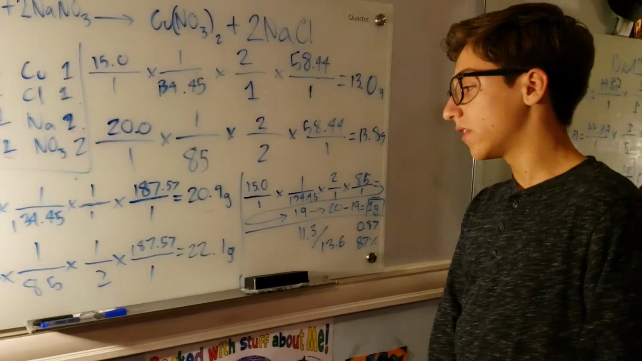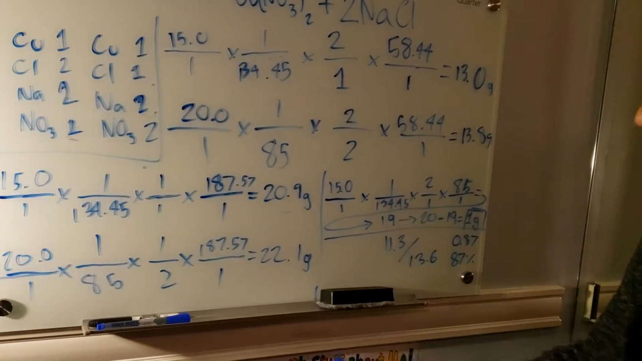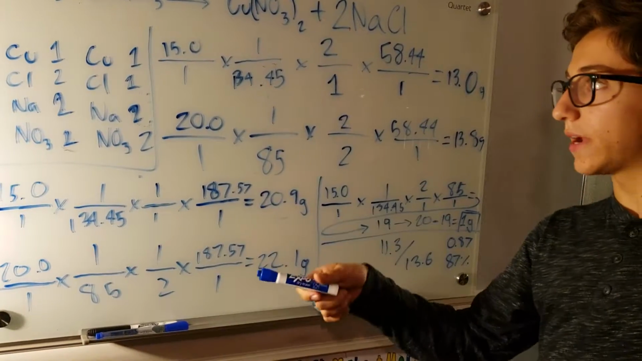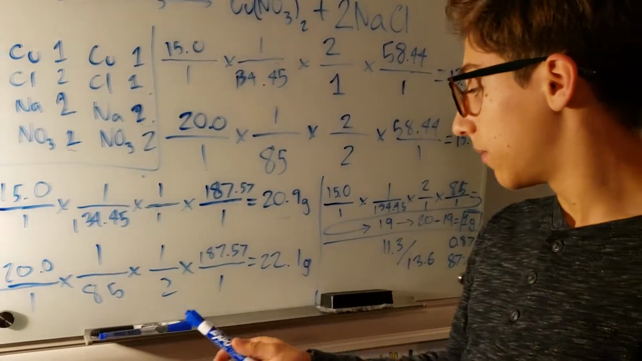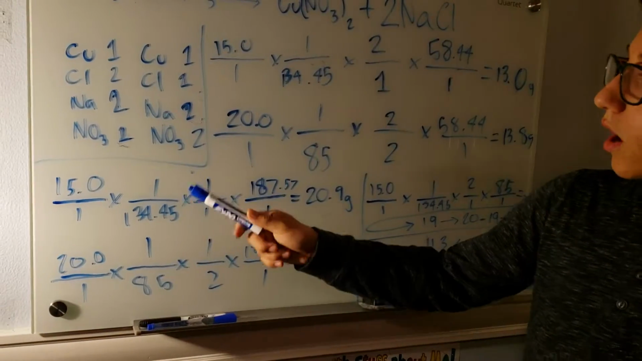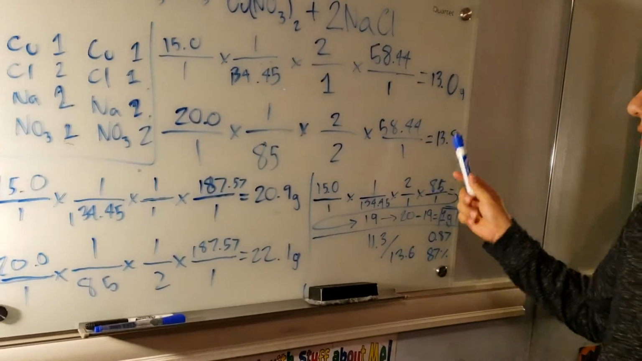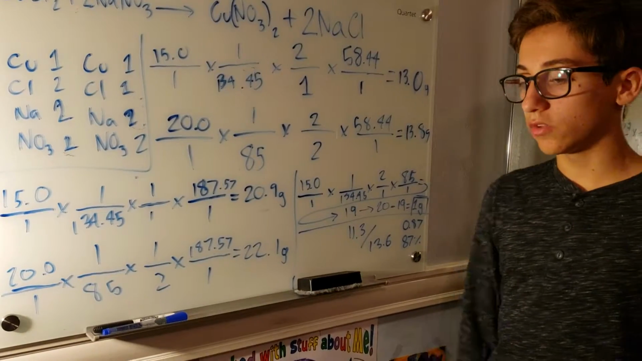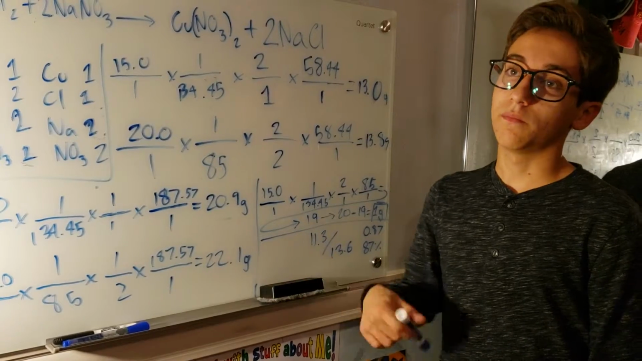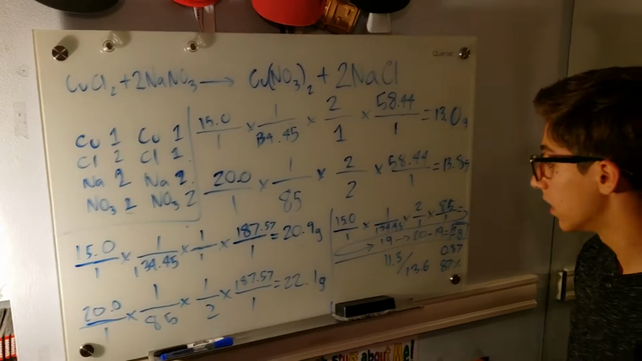And that results in 187.57. And so when we multiply all the numbers on the top and divide all the numbers on the bottom, we get 20.9 grams when we're talking about copper chloride. But when we react with sodium nitrate, our solution is 22.1 grams. So once again, copper chloride is our limiting reagent, just like it was in the previous one. And you always want to do both, because the limiting reagent can be different depending on which molecule you're talking about. So you always have to do 2.